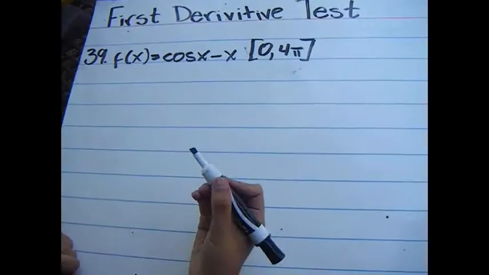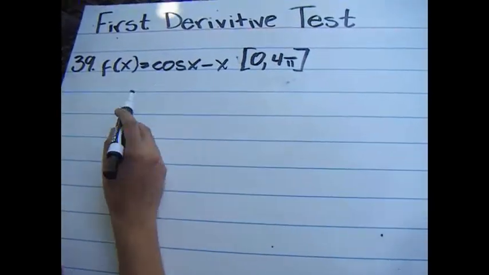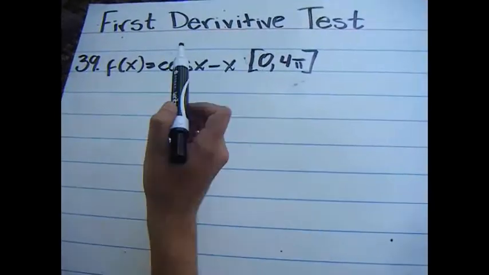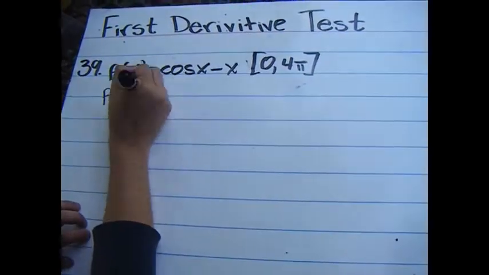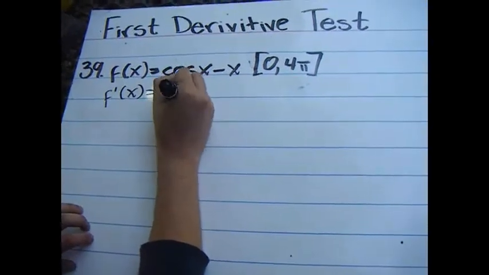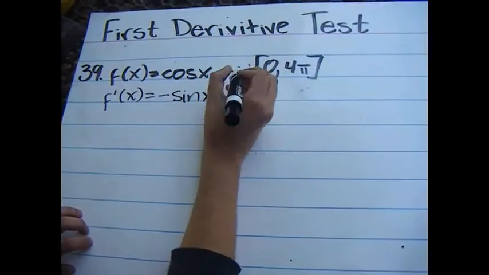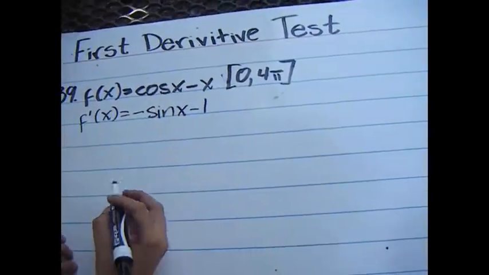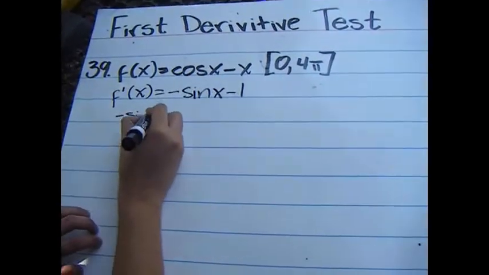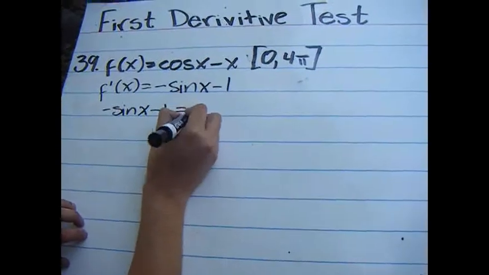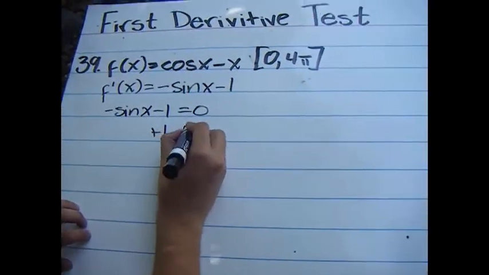Okay, so now it's time to do a second example. This problem is a little different because we have a trig function and we have an interval that we have to be careful with. It's pretty much the same thing. You take the derivative, which is negative sine x minus 1. Okay, and you do the same thing. You set this equal to 0. You add 1 to both sides.